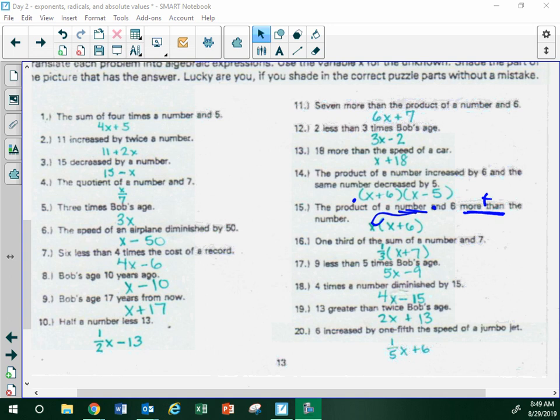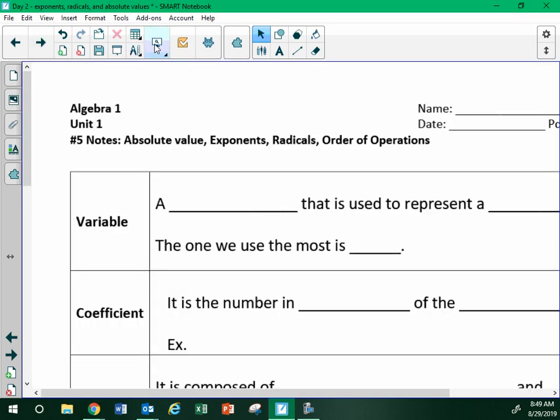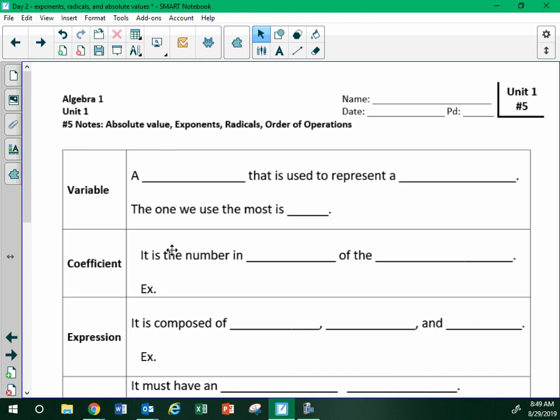Okay, so let's go take a look at our notes. Everyone should have notes. Let's see, it's not working for some reason. Okay, so again, we're talking about multiple things today, exponents, radicals, and order of operations. So our very first thing is a variable. And we've already kind of talked about this when we were translating, but a variable is a letter that is used to represent a number.